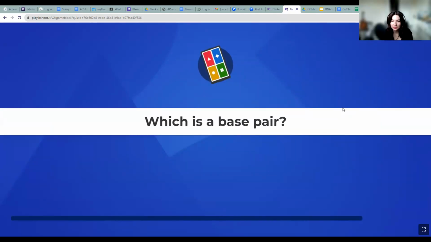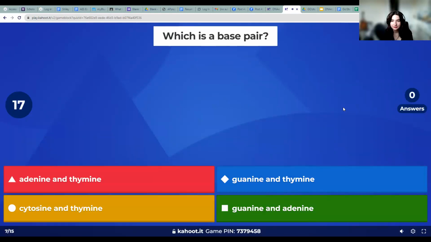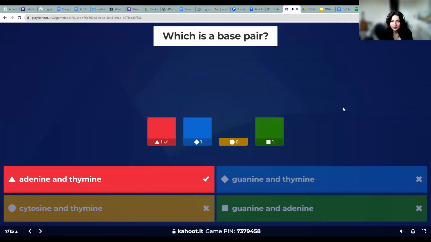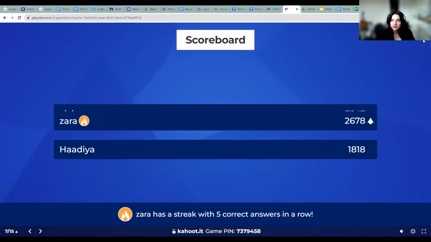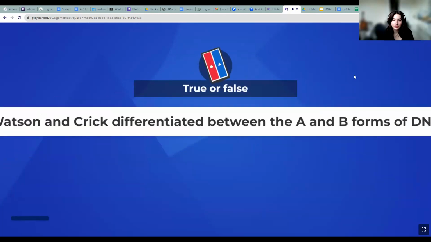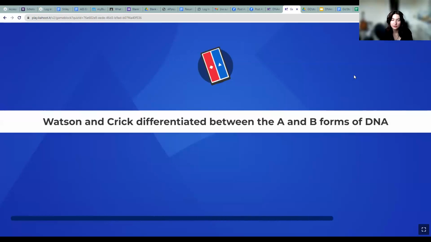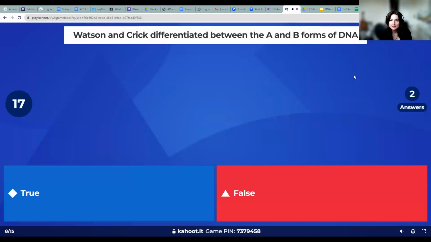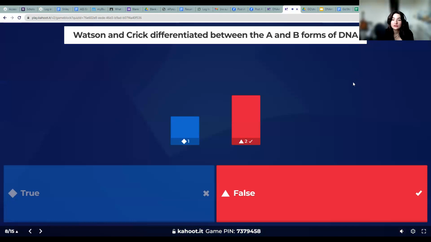So which one is a base pair? Adenine and thymine is a base pair. Everything else is either the same thing or it's not a base pair. This is a true or false question. Watson and Crick differentiated between the A and B forms of DNA. Is it true or false? That is false. That was Rosalind Franklin.